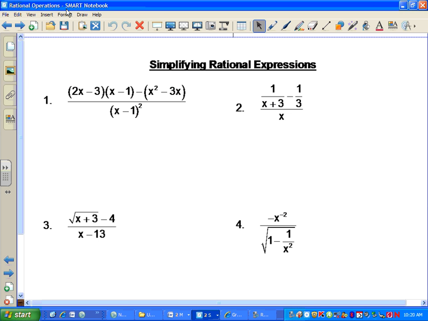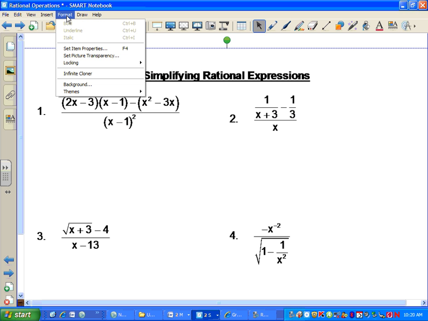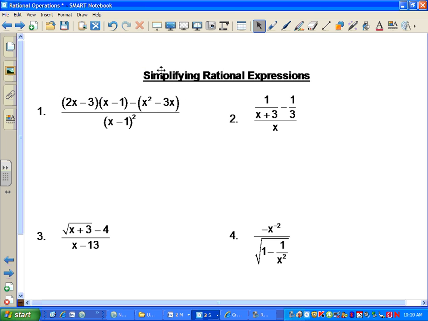When we simplify this, we're just going to want to FOIL the numerator. When you FOIL, we would end up with 2x squared. Outsides would give me 2x, insides would give me negative 2x, insides would give me negative 3x, so it's negative 5x, and then plus 3. I don't think I need this leading parenthesis anymore, so I'm going to get rid of it.